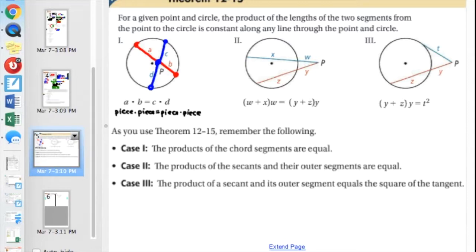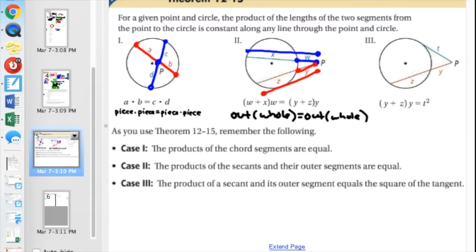All right, that's case one. Let's talk case two. In case two, I have pieces on the outside of the circle. So here's what I think about when I see this one. Outside times whole is equal to outside times whole. So let me write that one down. Outside times whole is equal to outside times whole.